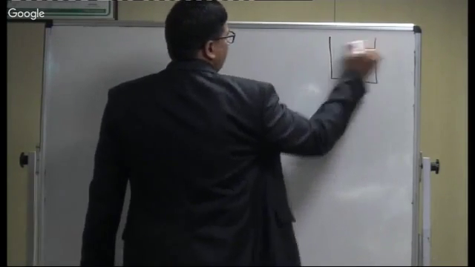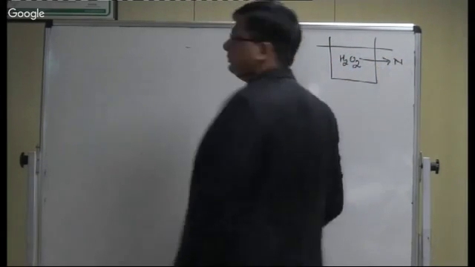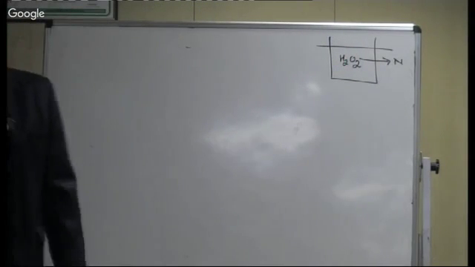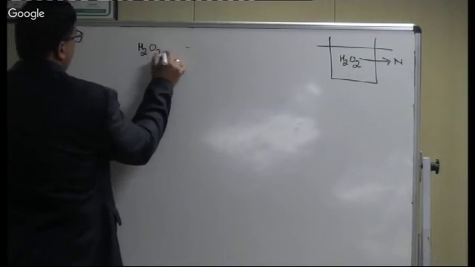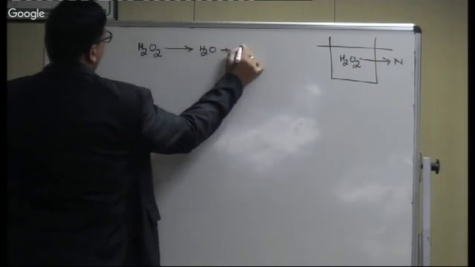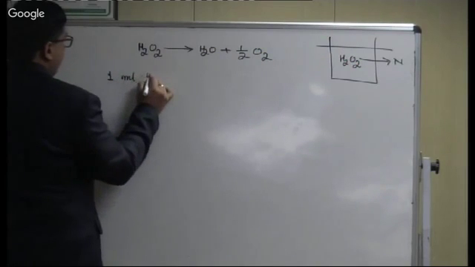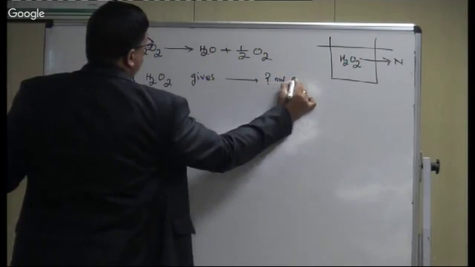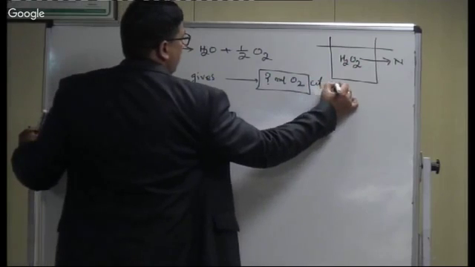Let's say this is H2O2 and the normality is N. N normality means N equivalent of H2O2 present in 1000 ml solution. We know that H2O2 gives H2O plus half O2. And we have to calculate how many ml oxygen 1 ml H2O2 gives. This is what we call volume strength, especially at STP.